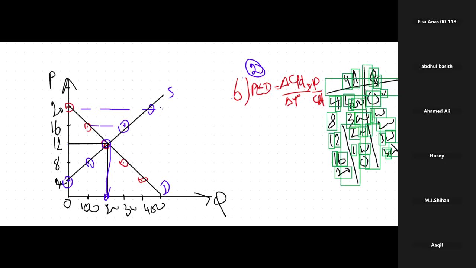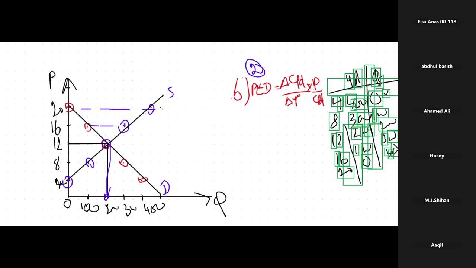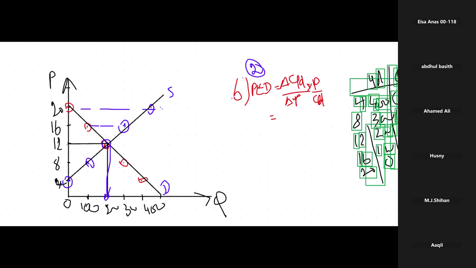So PED is delta QD over delta P into P over QD. Delta QD means change in QD. You can see QD at the price of 4 was 400, and at the price of 8 it is 300. So our change in QD is minus 100. Can you understand? QD drops by 100, no? Therefore, minus 100. Change in price is 4.